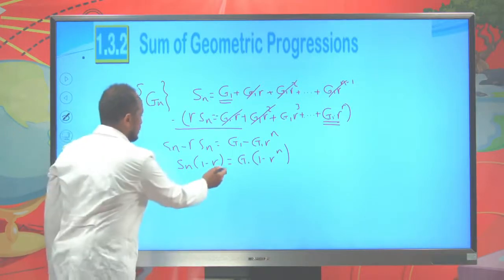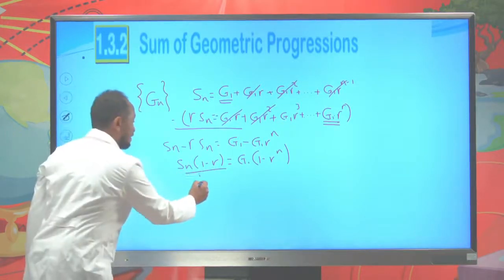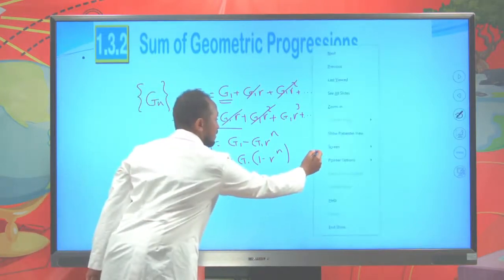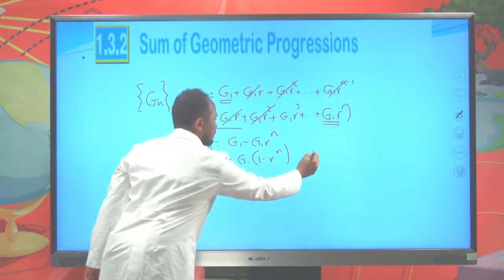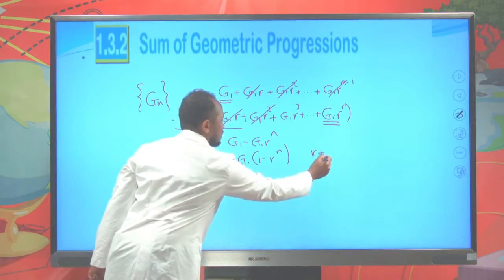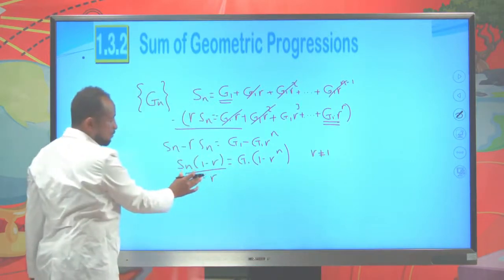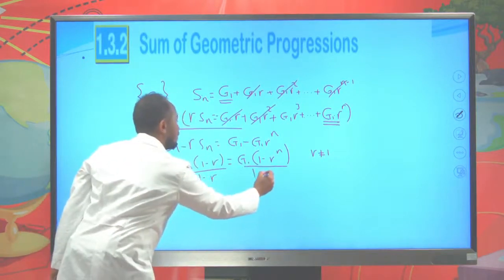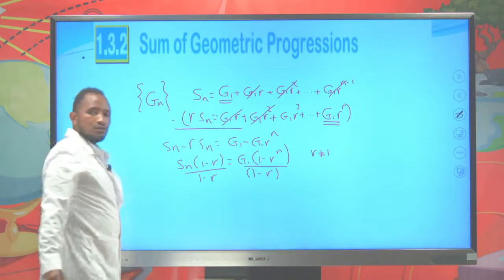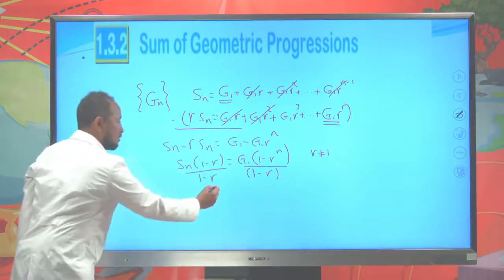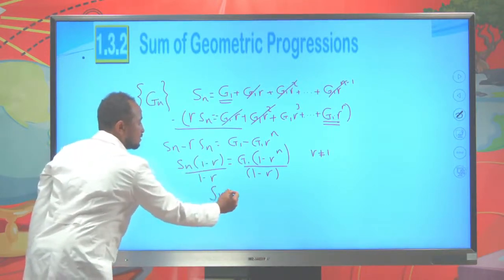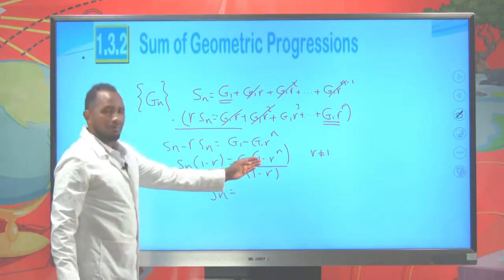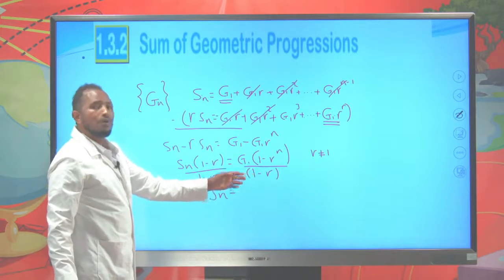Next, divide by 1 minus r. We divide this by 1 minus r for r different from 1. For r different from 1, we can divide both sides by 1 minus r. So this cancels. The sum of n terms of this geometric progression is given by g1 times (1 minus r raised to n) over 1 minus r.